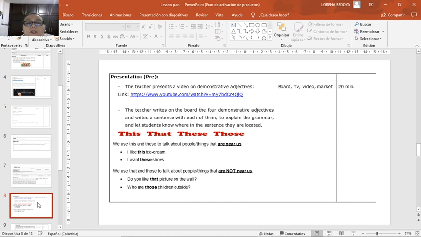For example, we use this and these to talk about people and things that are near us. I like this ice cream. I want these shoes. We use that and those to talk about people and things that are not near us. For example, do you like that picture on the wall? Who are those children outside? This activity takes around 20 minutes.